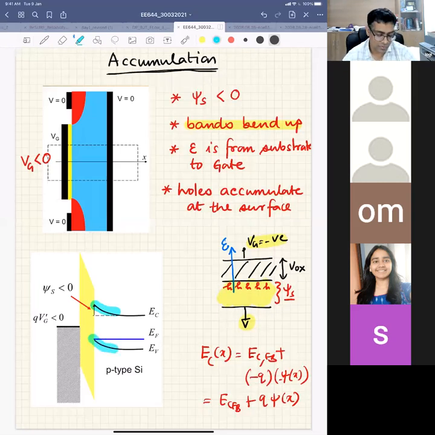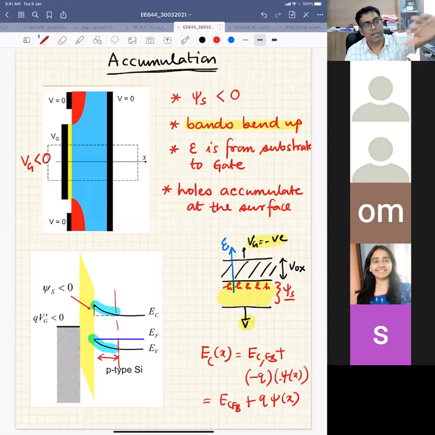So this condition is the accumulation condition, and here there is no depletion region, but these bands will only bend. Basically this region is very small because holes will accumulate at a very thin region. The holes will accumulate at the surface, so the thickness of the accumulation region is very small.